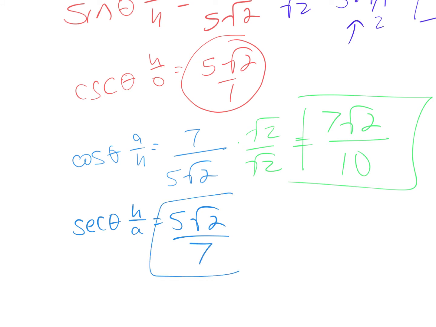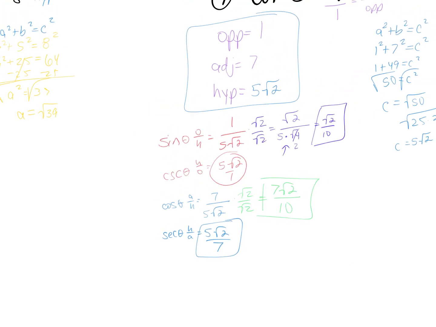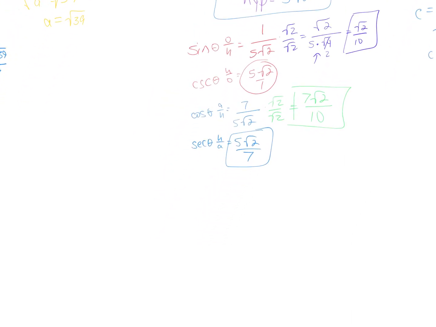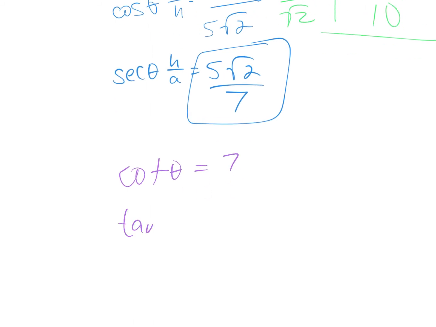7. Can't do anything there. And then I already have my tangent and cotangent, don't I? Since they gave me that the cotangent of theta is 7, what's my tangent? 1 over 7. Good. Flip it.